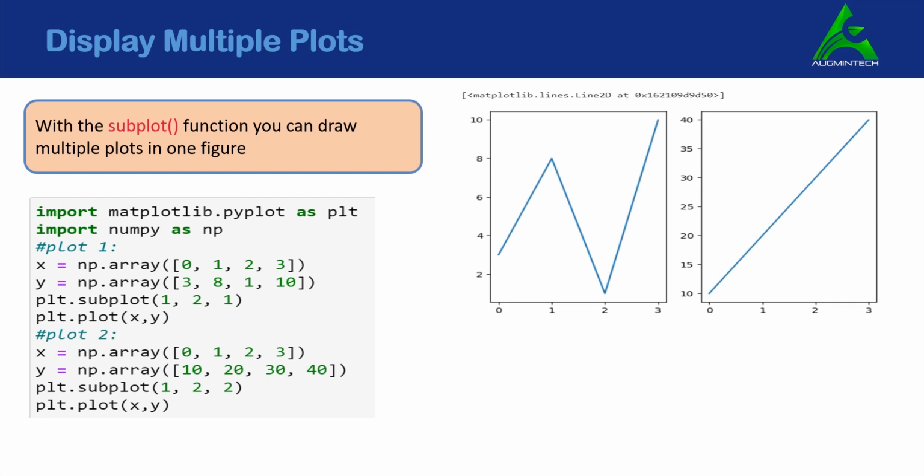This is the first plot, this is the second plot. For the first plot, on x you have 0 and on y you have 3, so this is the point. 1 to 8, 2 to 1, and then 3 to 10. And in the second plot, you have 0 to 10, and 1 to 20, somewhere around here, 2 to 30, and then 3 to 40.